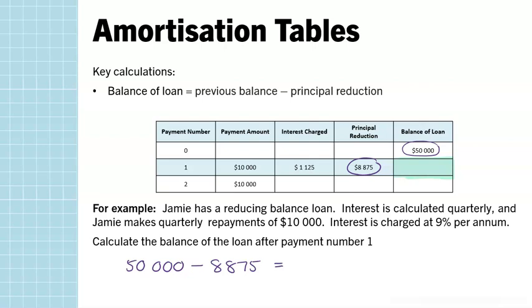And so for this loan, that means I can say that my new balance of the loan after the first payment will be $41,125.